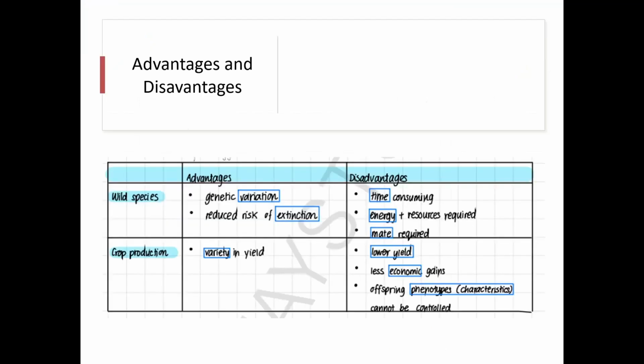Okay, so the advantages and disadvantages of sexual reproduction for wild species and crop production. The advantages would be genetic variation and a reduced risk of extinction, and secondly for crop production, it has variety in yield. The disadvantages are that it is very time consuming, a lot of resources are required to make it happen, and you need a mate in order to have sexual reproduction going on. And for crop production, the disadvantages are a lower yield, less economic gain, and the offspring phenotypes and characteristics cannot be controlled.